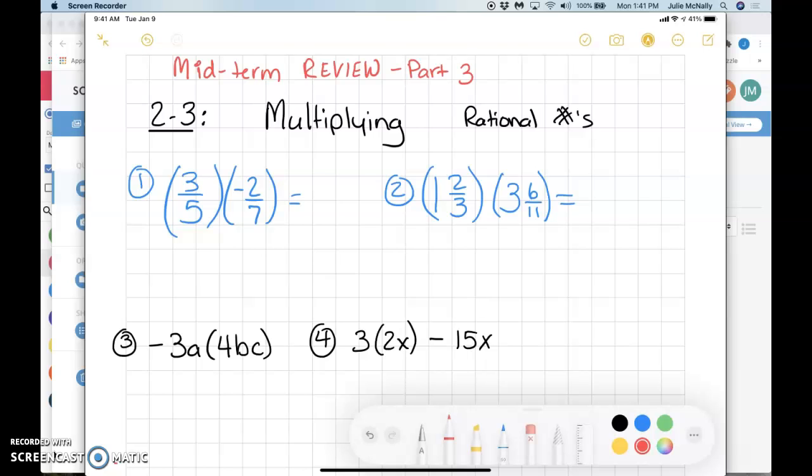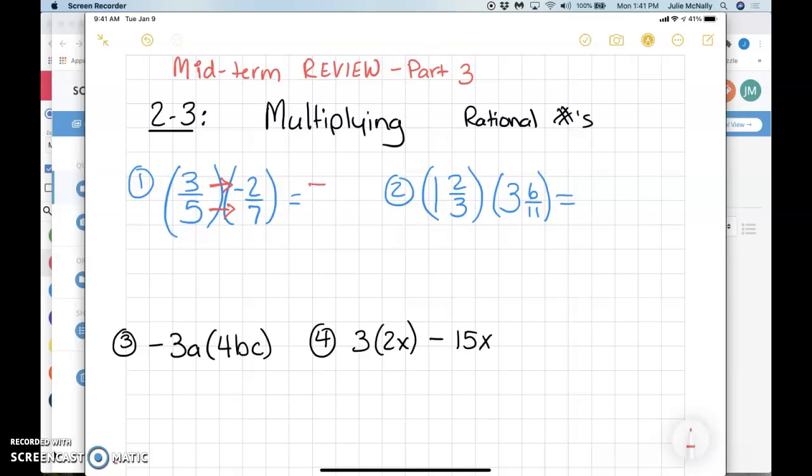Okay, here we go. So on this section, 2-3, multiplying rational numbers. When you're multiplying fractions, what do you do? Multiply them. Yes, how? Take the top number. Good. So you multiply the top numbers together and you multiply the bottom numbers together. So what is 3 times -2? -6. Yes. And what is 5 times 7? And that is all there is to it.